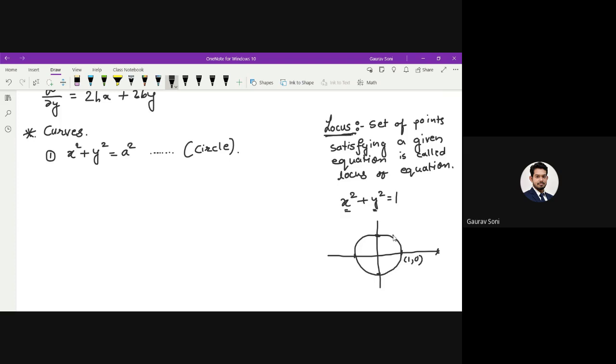And when you get these points, circle. The way you derive this equation is you take an arbitrary point on the circle, xy. The condition on this is this point xy should be at distance one unit. And by using the distance formula, you get the equation. Whenever you write down this equation, you say that it's a circle.